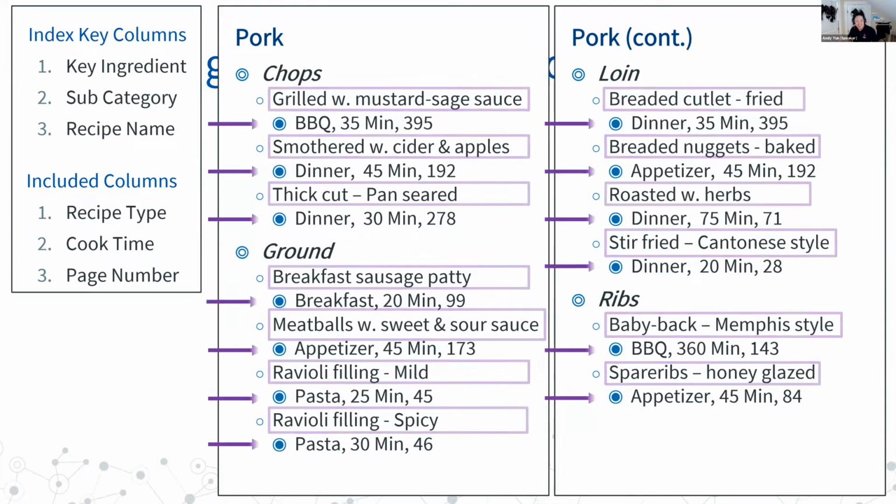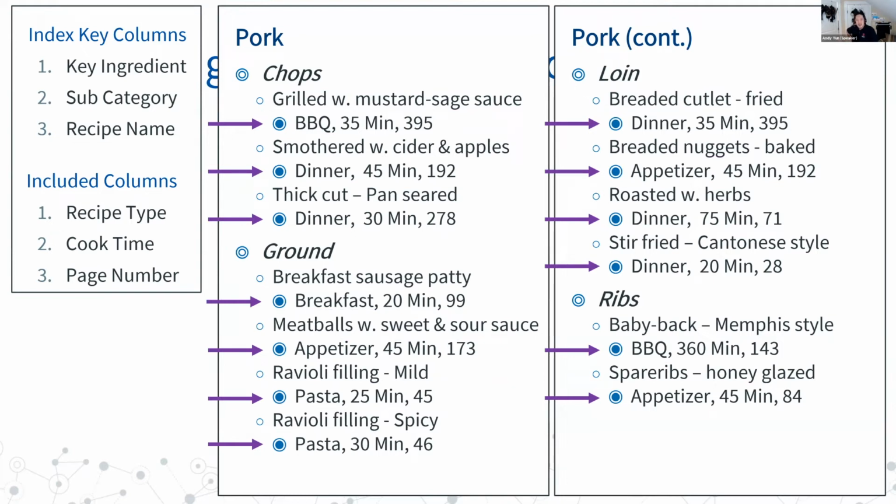And then finally, we have included columns. These are a couple of extra data points copied out of the original recipe that are just there as extra reference points. But these are not really ordered or anything like that. They just happen to be appended onto the recipe name. So in this case, we have the type of meal it is, like a dinner or an appetizer. We have the cook time, and then we have the page number itself.